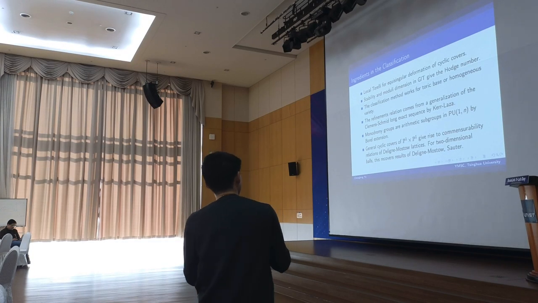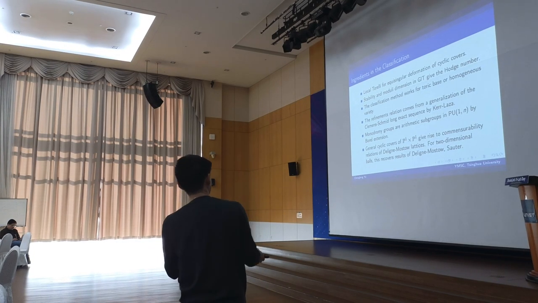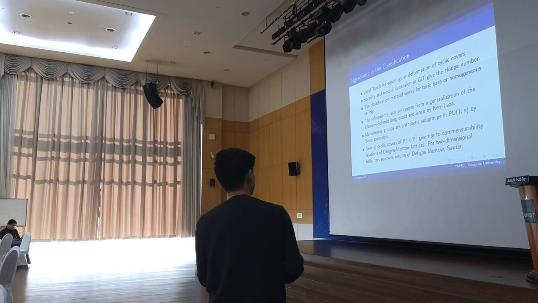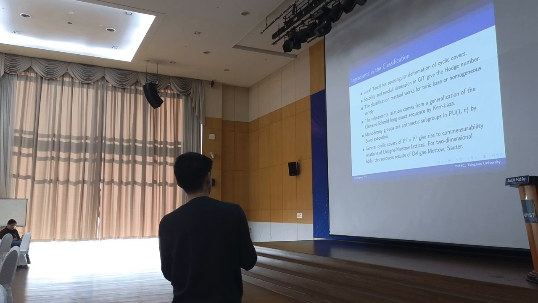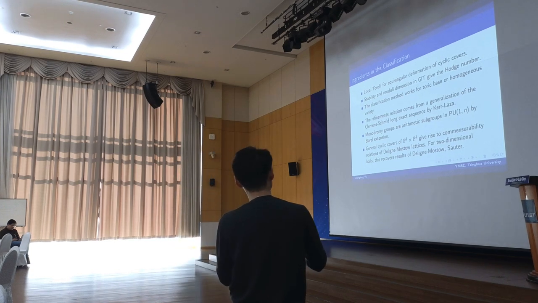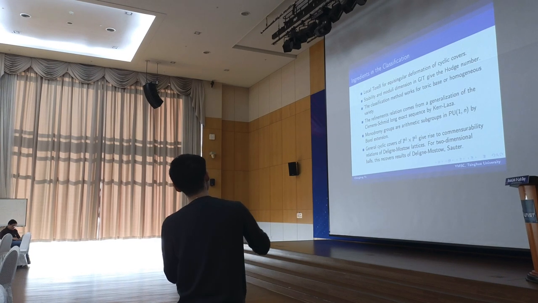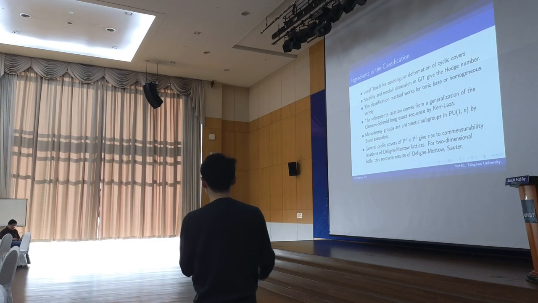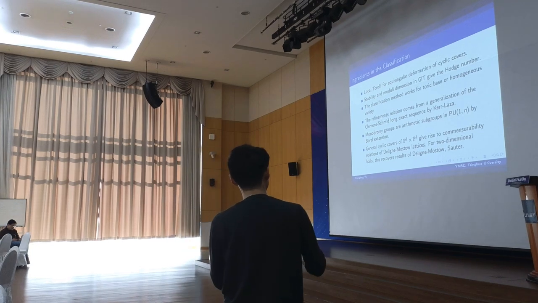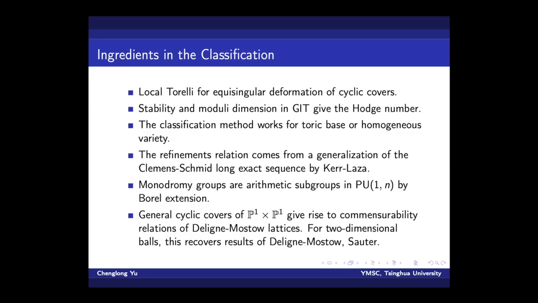So the corresponding classification method also works for a general base, like toric variety or homogeneous variety. Actually, we also calculated the case for products of projective spaces. And there are some other examples, but the richest is still from products of P1. So the refinement relation comes from a generalization of the Clemens–Schmid long exact sequence. This is a generalization by Kerr and Laza.